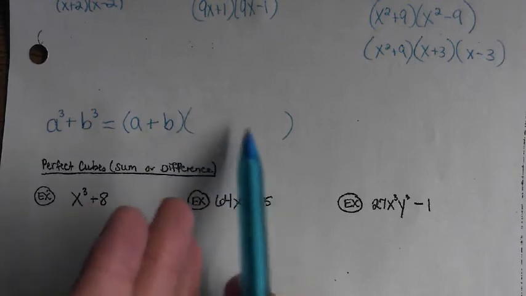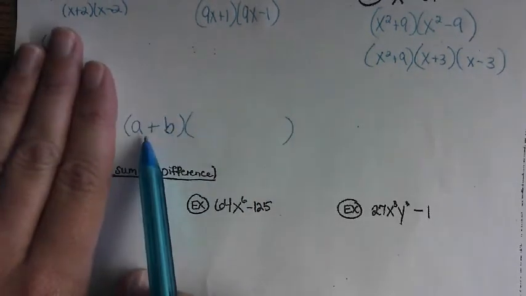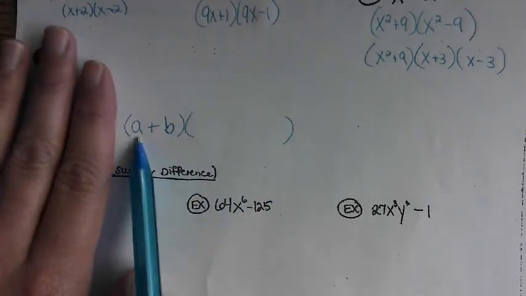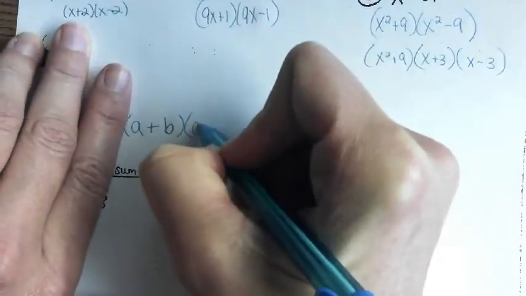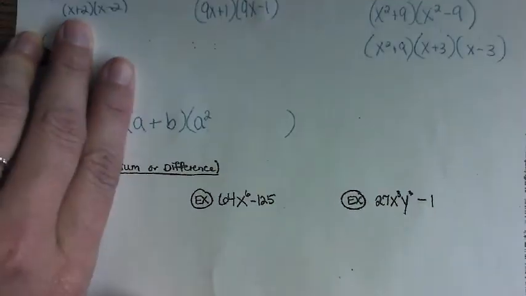Now, to get the trinomial terms, I use the binomial terms. So whatever the first term is, a in this case, I square it and it becomes the first term of my trinomial.